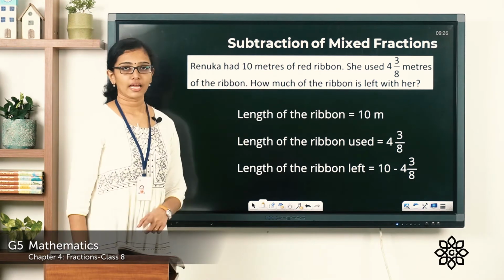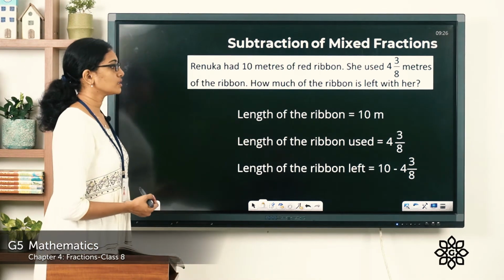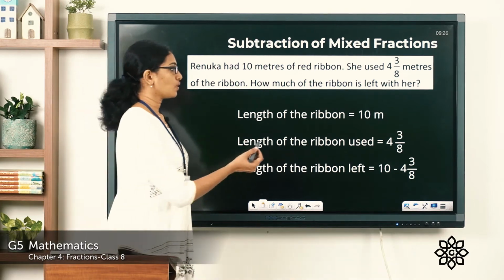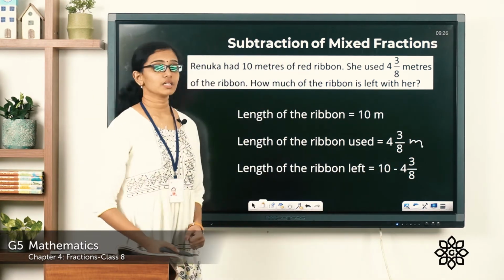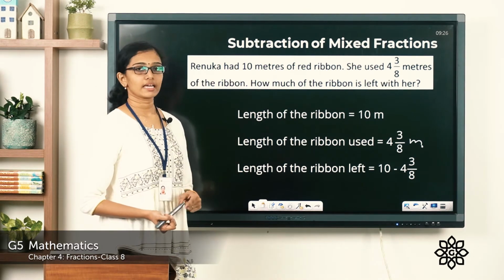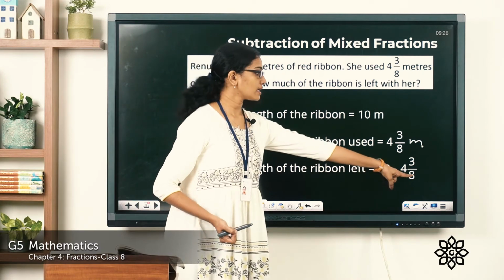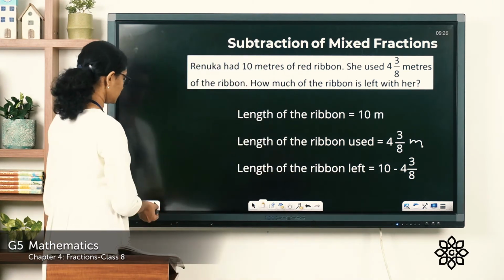Length of the ribbon she had in the beginning is equal to 10 meter, and length of the ribbon used is equal to 4 and 3 by 8 meter. Now length of the ribbon left is equal to 10 minus 4 and 3 by 8. And see, here we have a whole number and here we have a mixed fraction. So how do you do the subtraction?